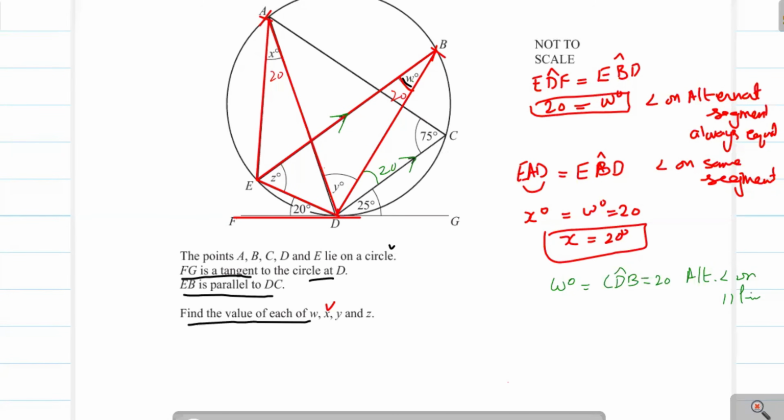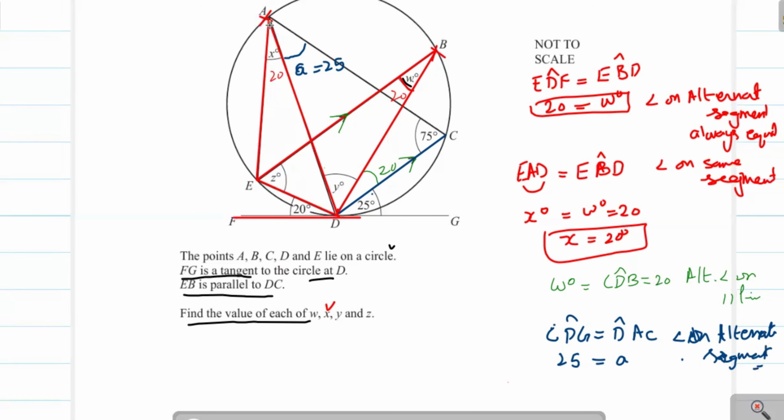See here this chord DC, and this chord DC makes an angle with the tangent of 25 degrees. We name this angle A, and it will be equal to 25 degrees. We write angle GDC equals angle DAC, and this angle is 25, because angles in the alternate segment are always equal.